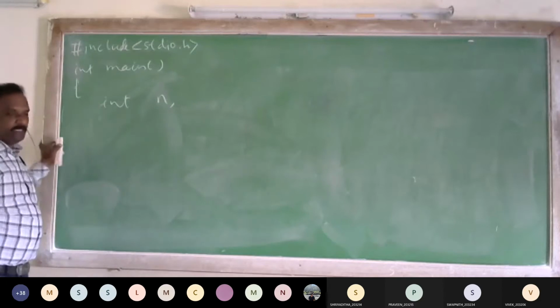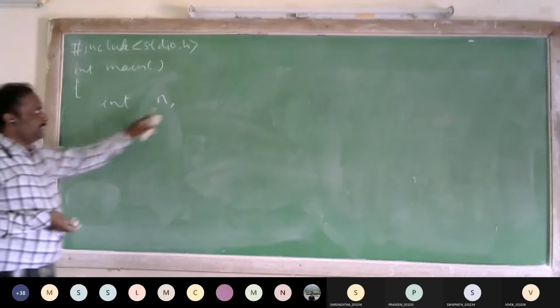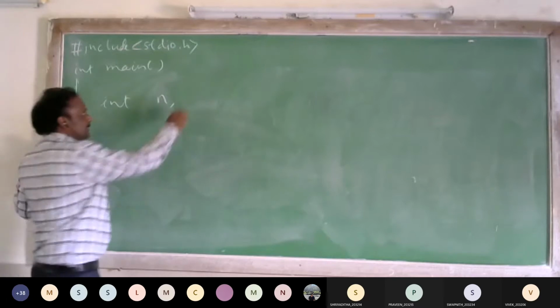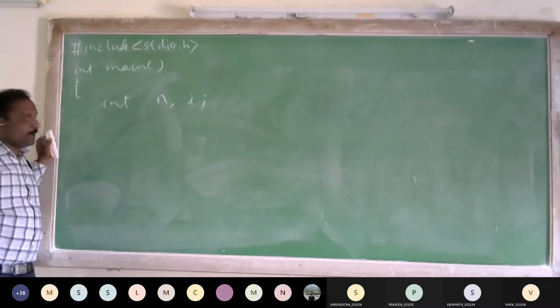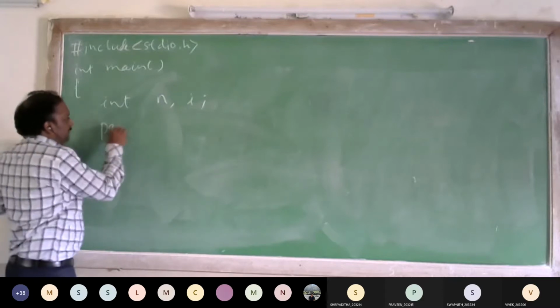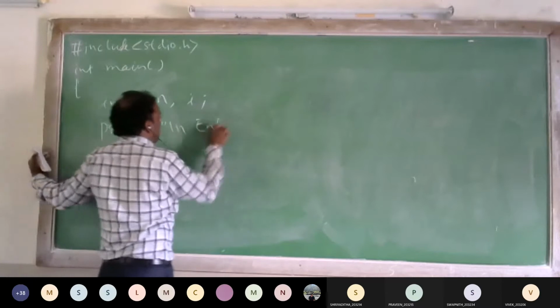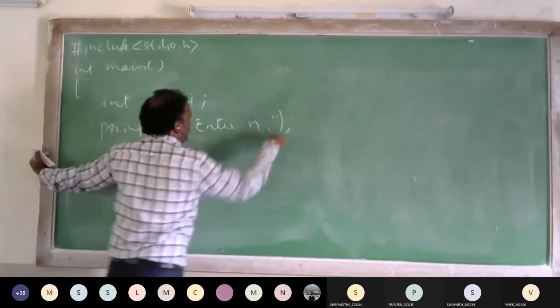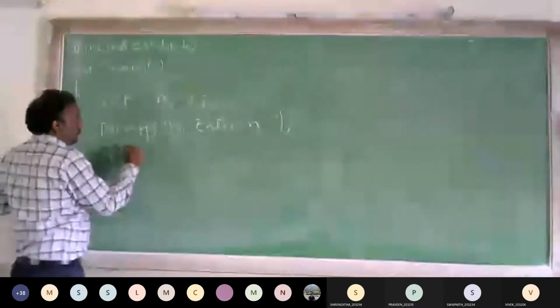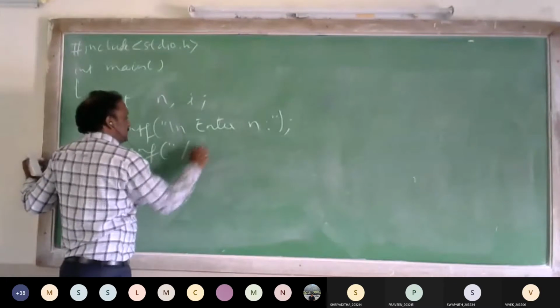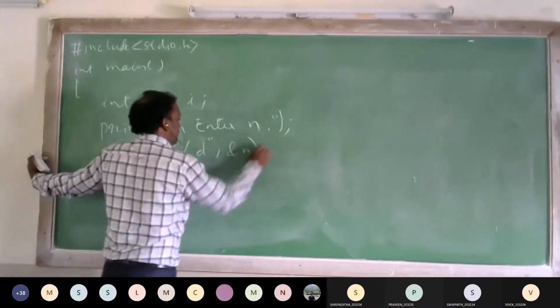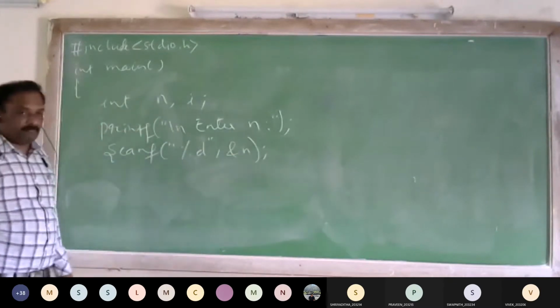Now how do we check the prime number? By dividing by the numbers i equal to 2, 3, 4 up to n. So, printf "Enter the value of n", then scanf with percent d comma address of n.